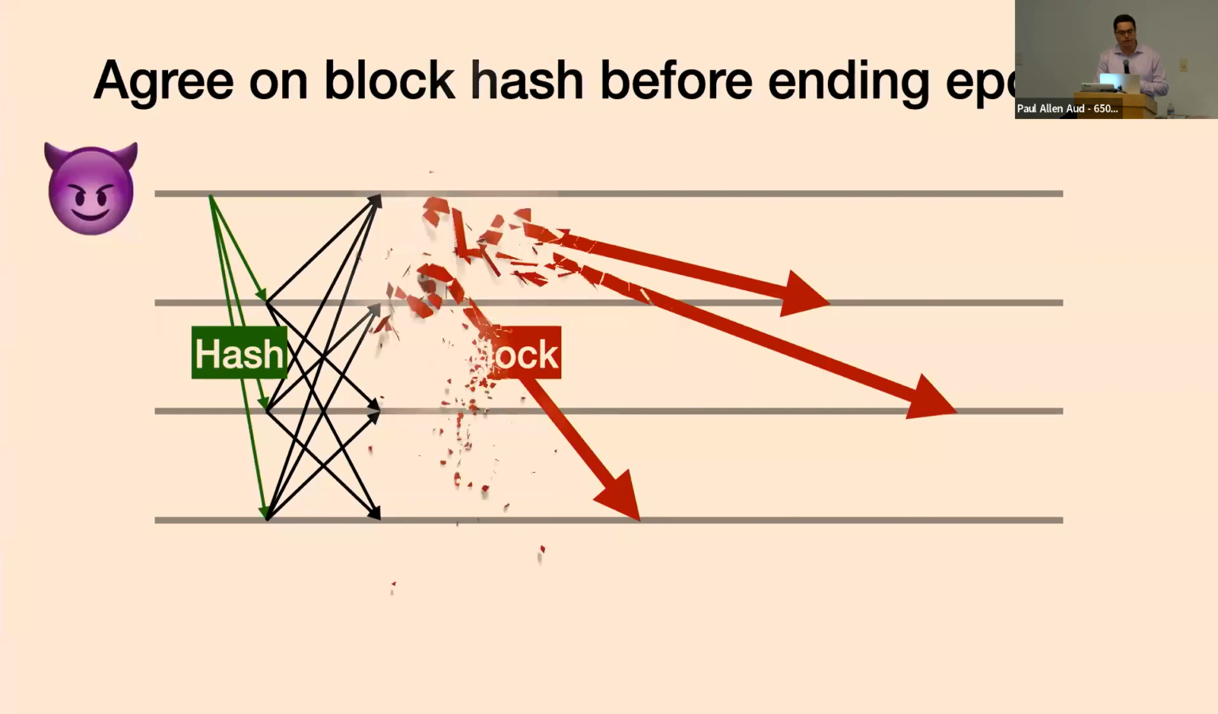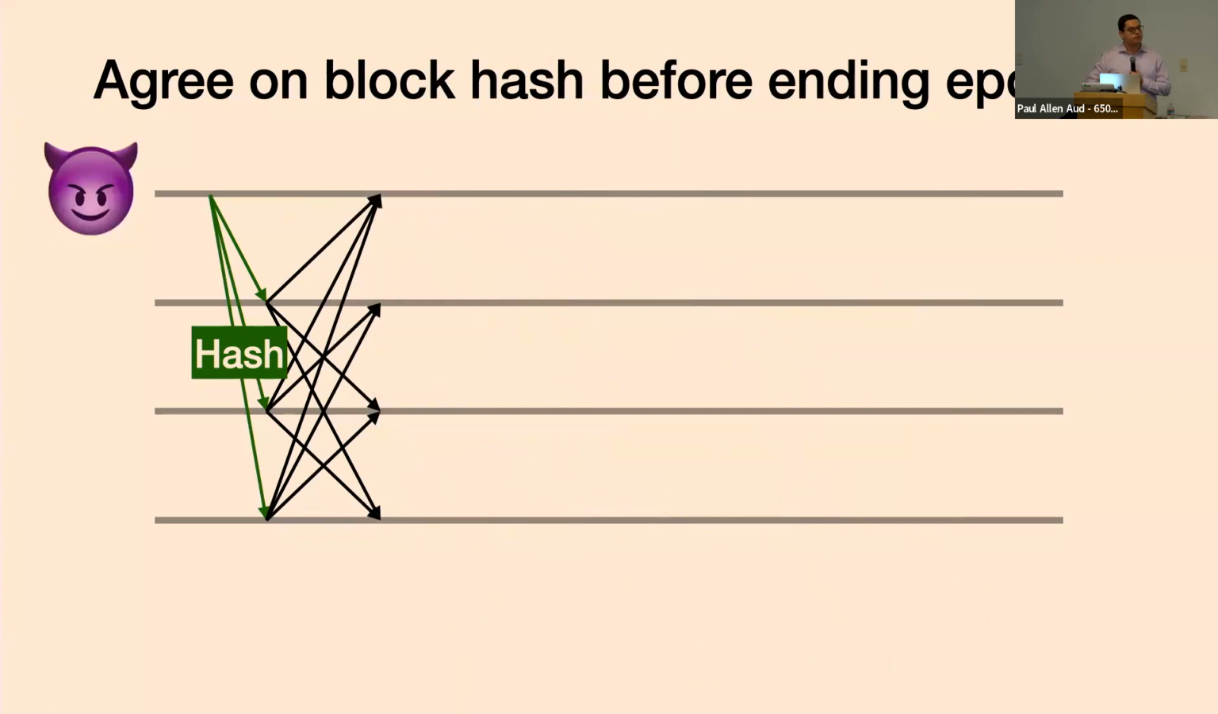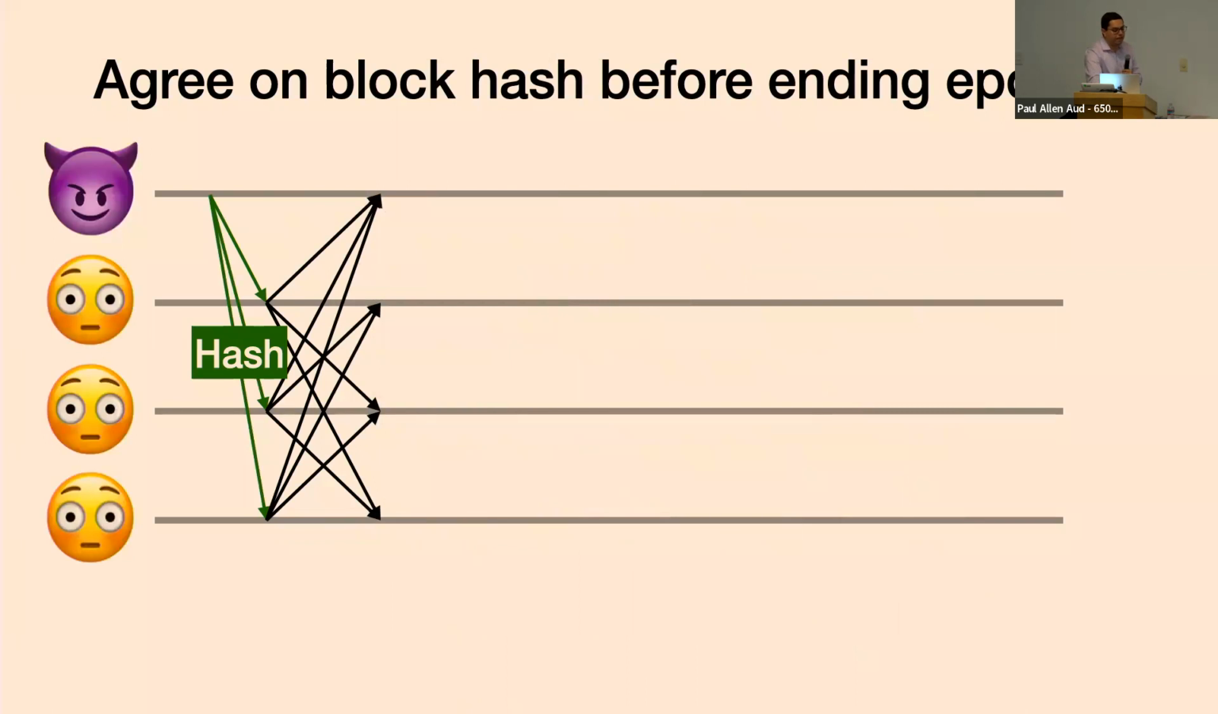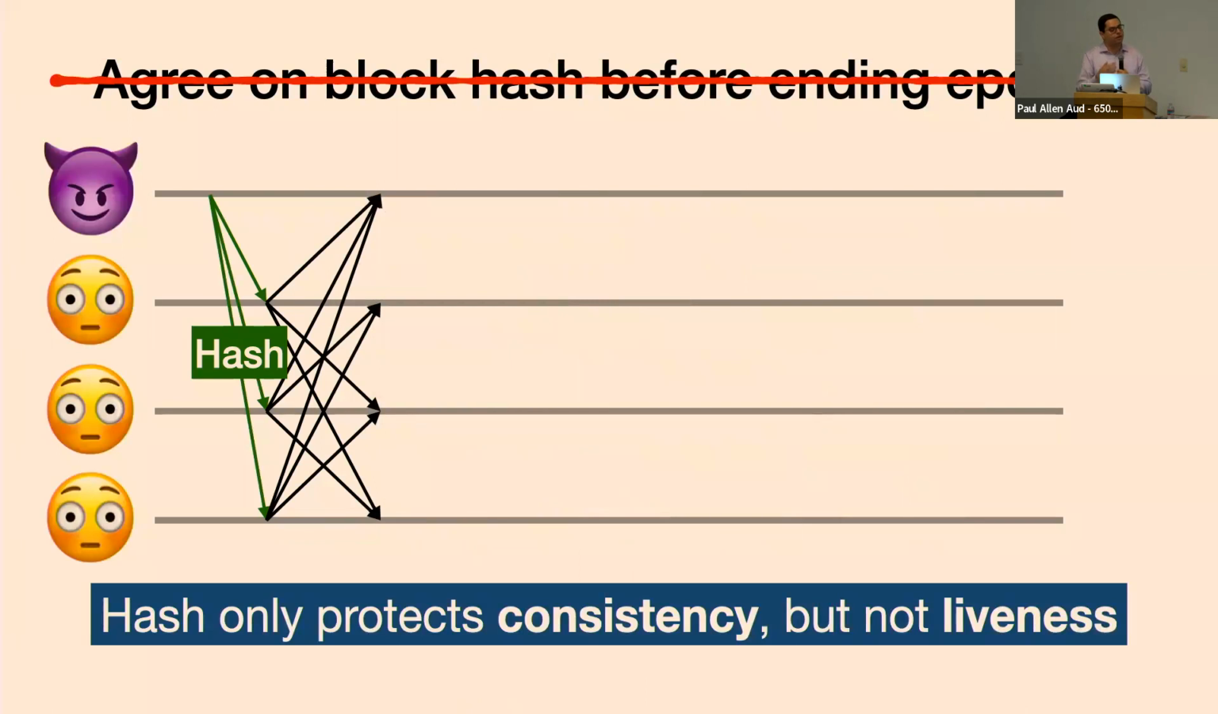malicious, and it could actually not produce the block when the nodes later go to download it. So at that point, nobody has the block. They've already agreed to this hash, and they can't make progress. So we lose liveness. Agreeing on an ordering of the hashes is enough to protect consistency, but it doesn't guarantee liveness. It's a basic problem, right?